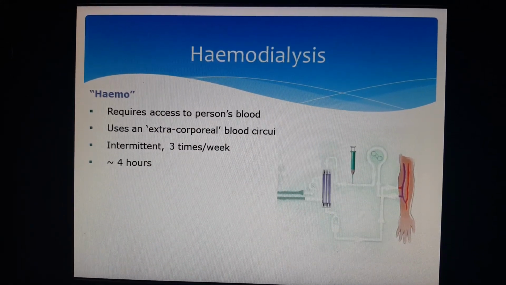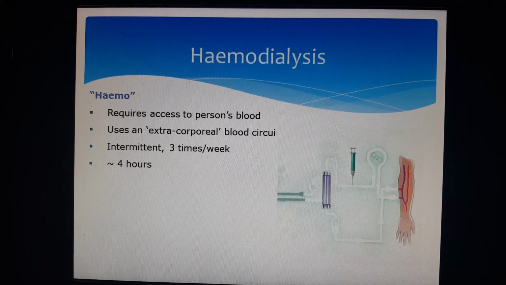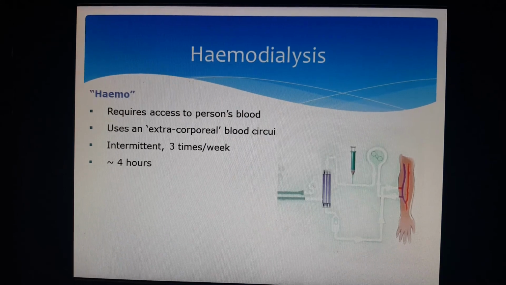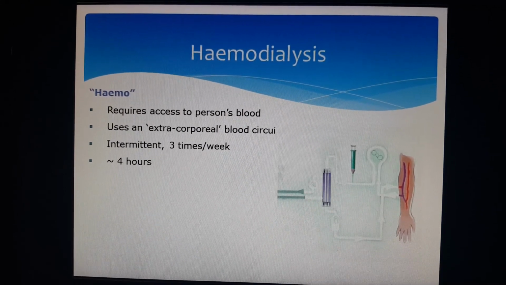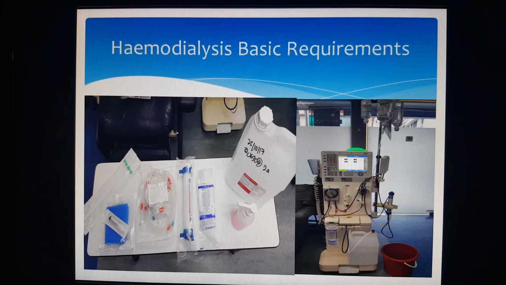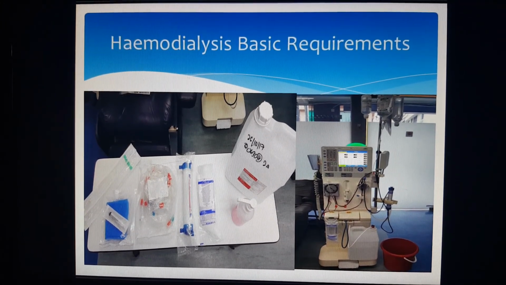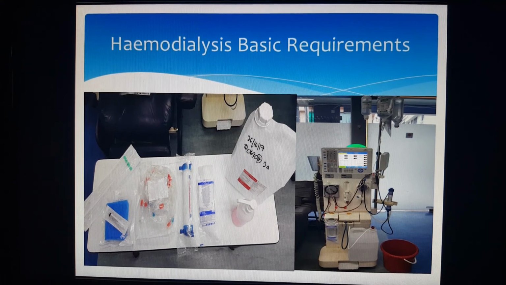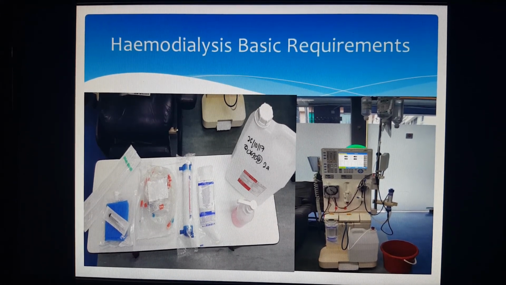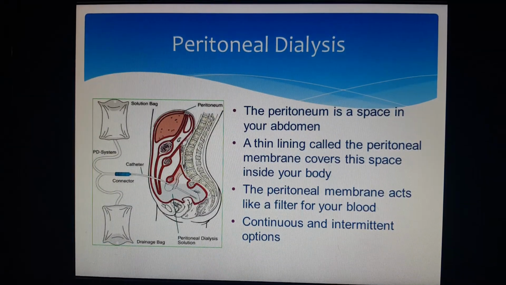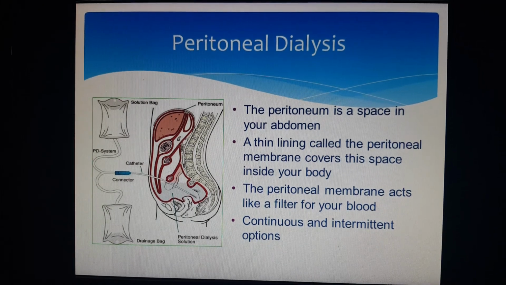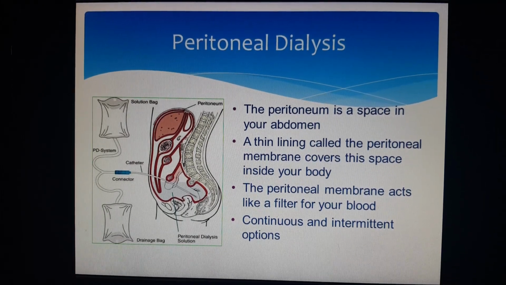Hemodialysis requires an access to the blood and uses an extracorporeal blood circuit. It's done intermittently, 3 times a week, approximately 4 hours each treatment. These are some of the requirements that you need during the hemodialysis treatment, from the machine as well as all the consumables.